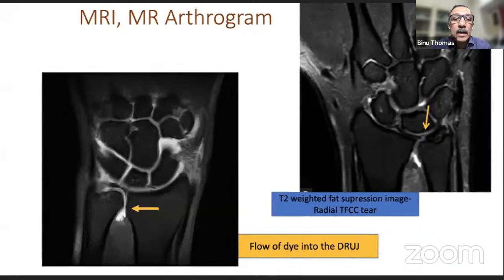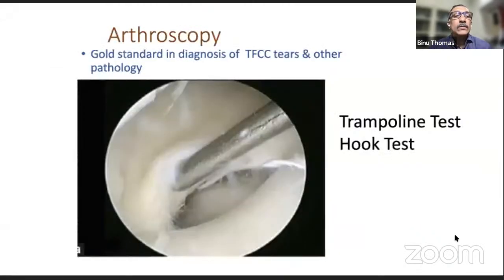it means that the ligament is ruptured. The TFCC is injured. Arthroscopy is the gold standard in diagnosis. Classically, the trampoline test and the hook test will be done. I think Dr. Amit is going to discuss more of the arthroscopy, or show us more of the arthroscopy, today.